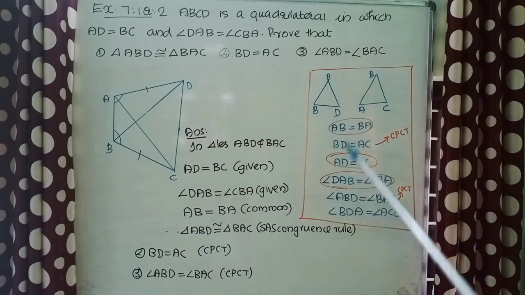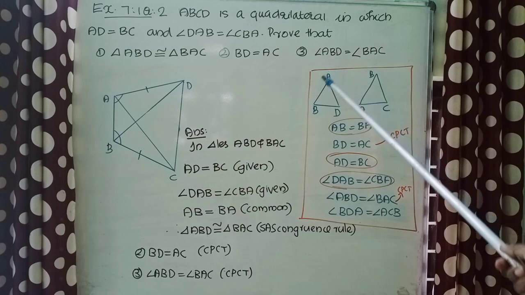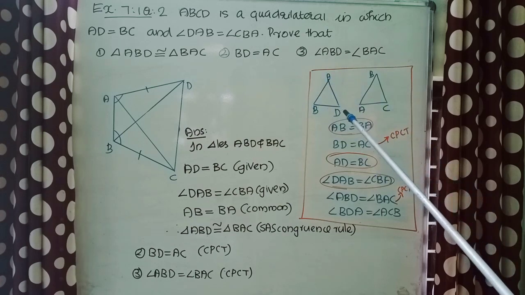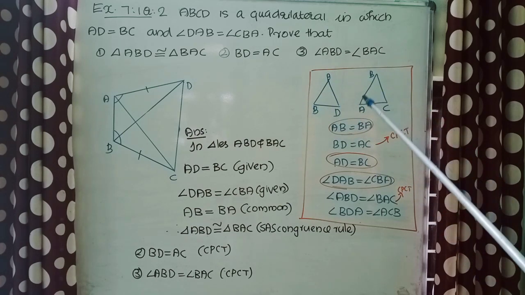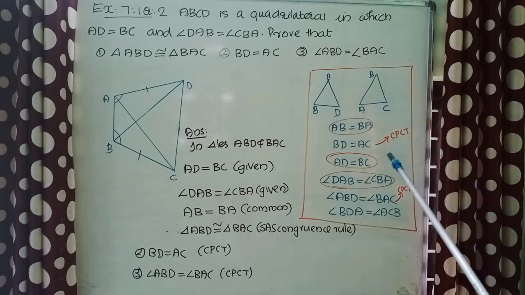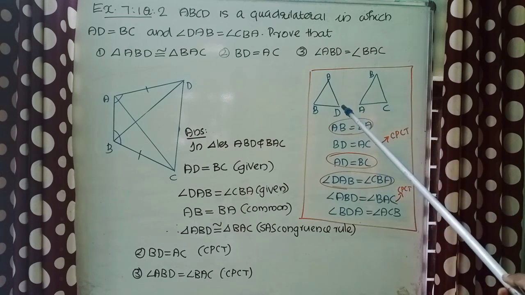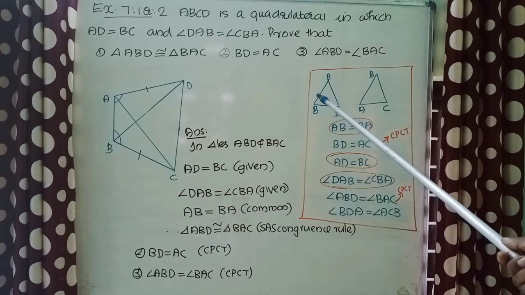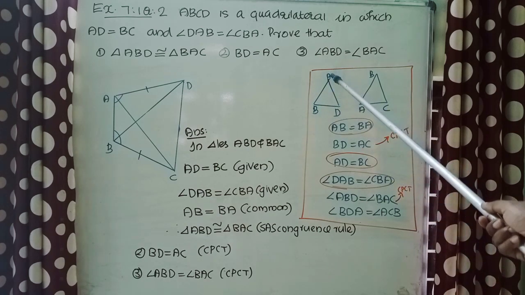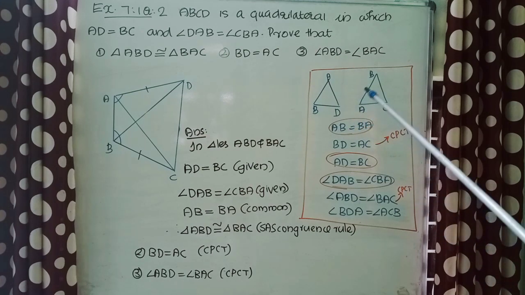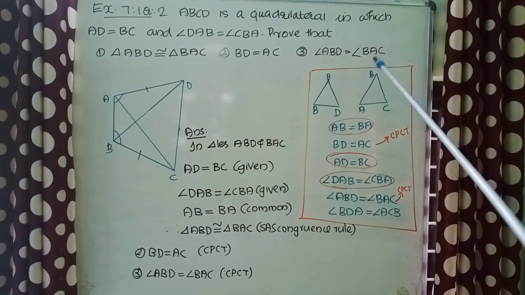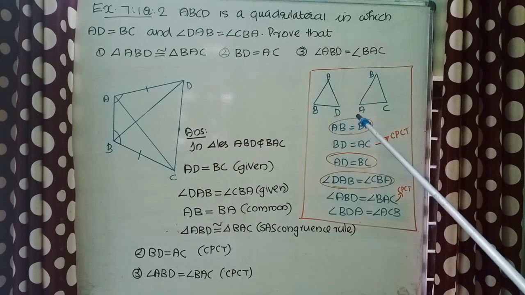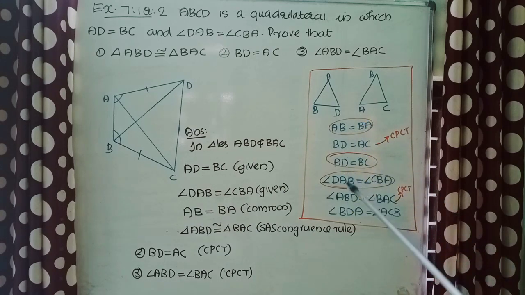Next angles are angle B and angle A. We can write it as angle ABD equal to angle BAC. Next one is angle D equal to angle C. That is angle BDA equal to angle ACB. So here we have written three corresponding sides and three corresponding angles.